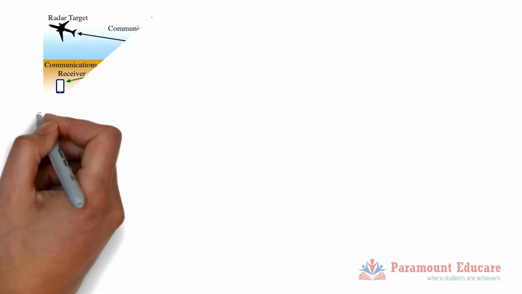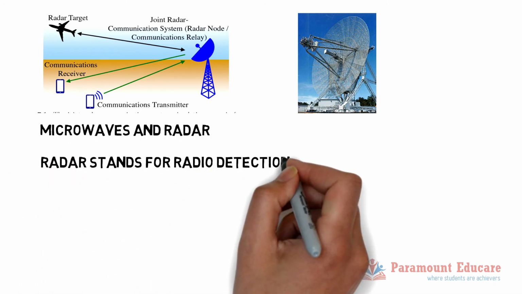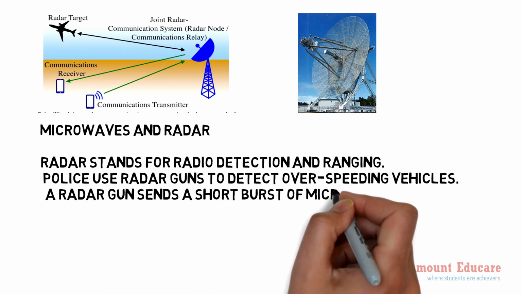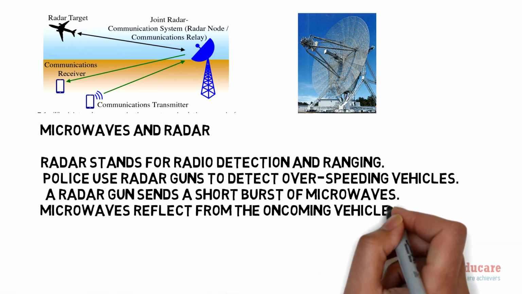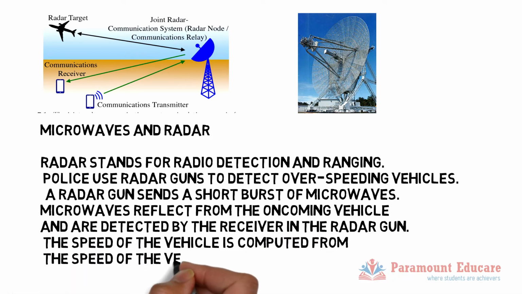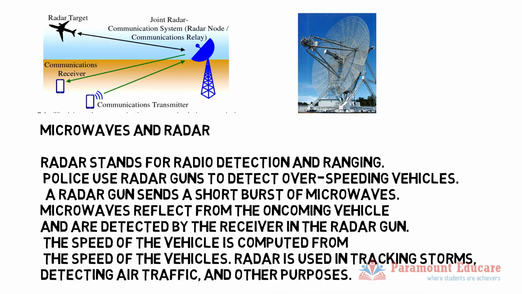Microwaves and radar. Radar stands for radio detection and ranging. Police use radar guns to detect overspeeding vehicles. A radar gun sends a short burst of microwaves. Microwaves reflect from the oncoming vehicle and are detected by the receiver in the radar gun. The speed of the vehicle is computed from the speed of the waves. Radar is used in TRA.